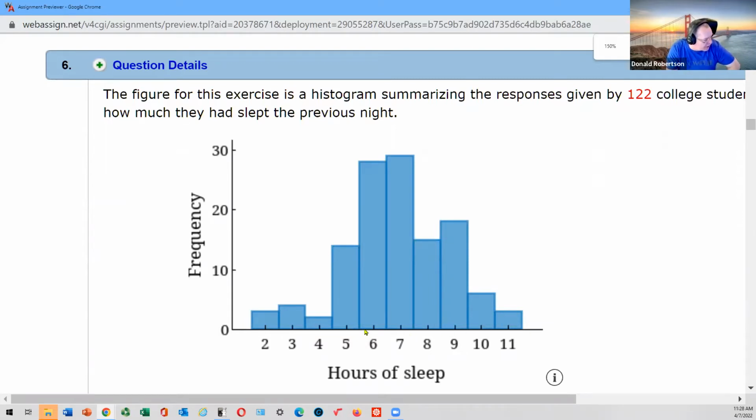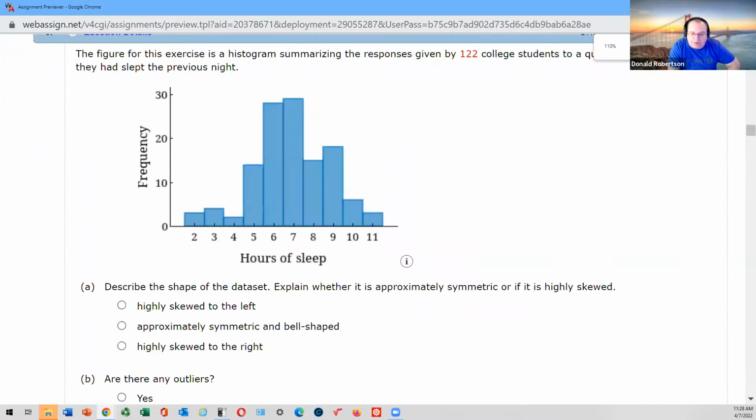If I was a gambling person, would you agree round about 6 or 7 hours is the typical number of hours that a student would sleep? With an extreme of 2 and another extreme of 11. I don't think I can see anything else that strikes me as particularly interesting about that data, but that's what we've got. So far, so good.